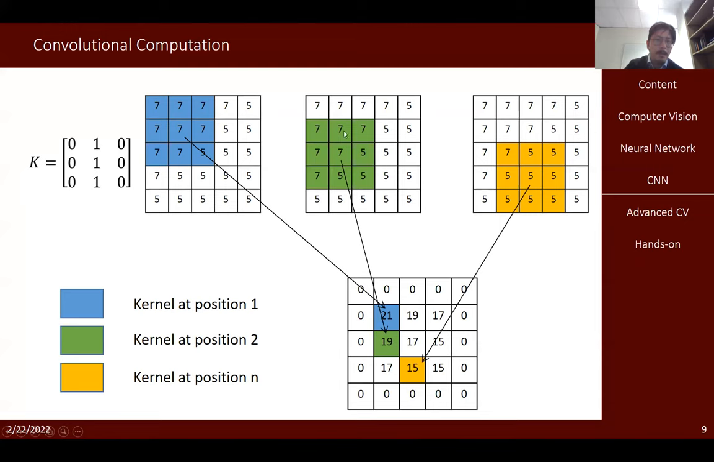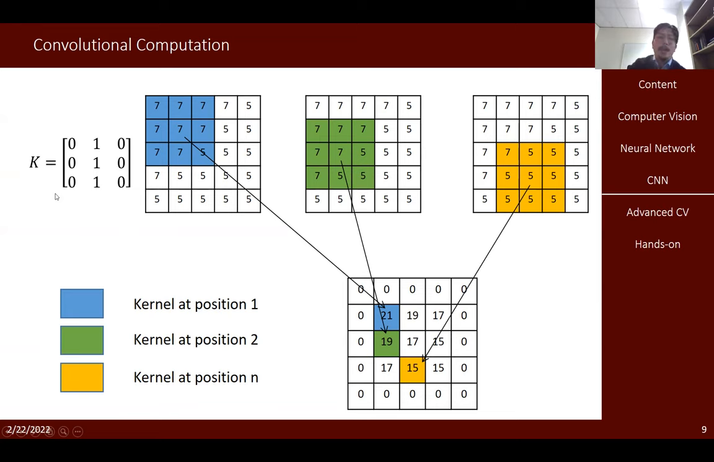And then we do the same by sliding this kernel all over the image. And we have a slightly smaller output. The idea of convolutional computation is here. If you look at the original image, we have a diagonal edge. On the upper left, it's all sevens. On the bottom right, it's all fives. After this convolutional computation, we still have the edge, 17 here. But on the bottom right, it is slightly different from the edge line itself. It's 15 versus 17. The idea is that this kernel can extract edges.